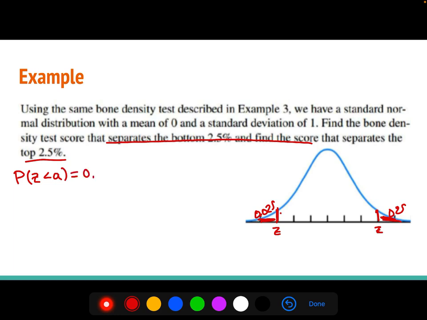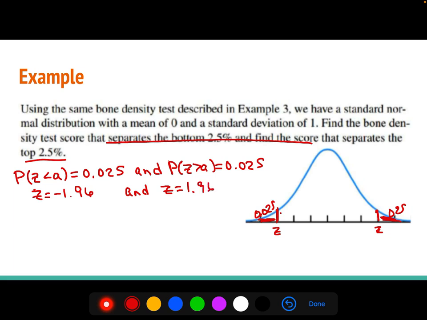So the probability that our z is less than a equals 0.025. So we go to our table, look for the area. Plus we also want the other one, the probability of our z is greater than a. From our chart, if we go and look those up, we get z in this case is negative 1.96. And over there for the other one above it, that's z equals positive 1.96.